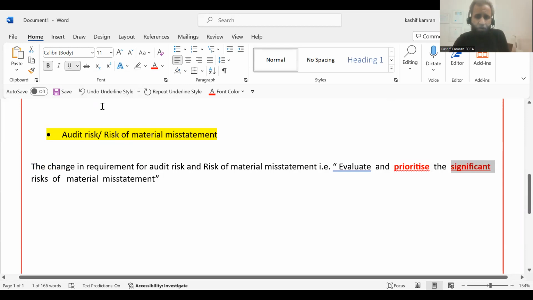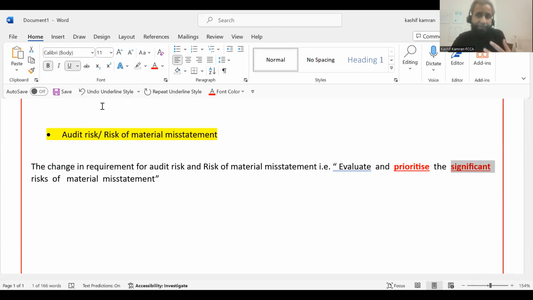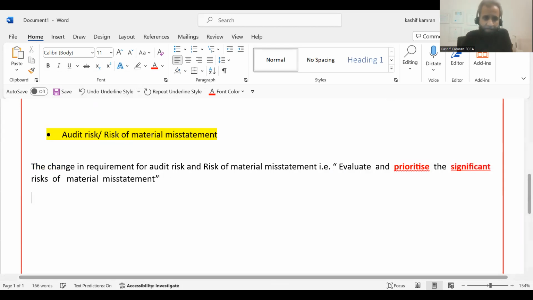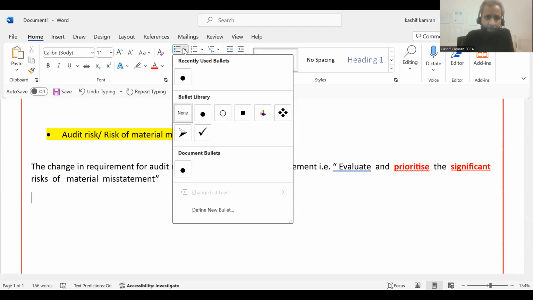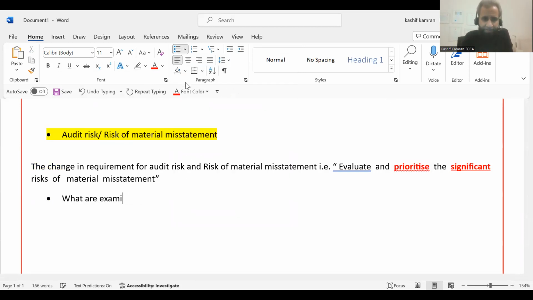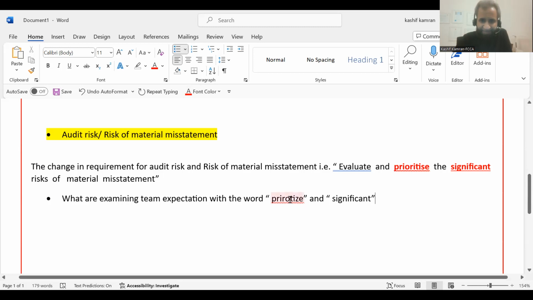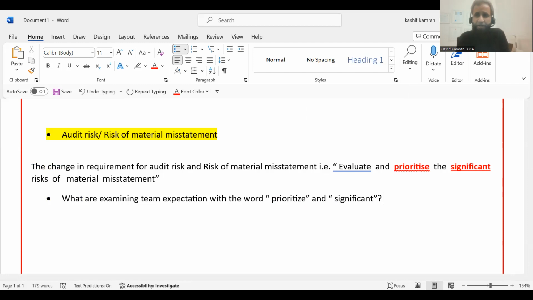What is the expectation of the examining team? What are they looking for in your answer in terms of that prioritization and significance to give you marks? So what will you do as a student? What are the examining team's expectations with the word prioritize and with the word significant? And what should you do as a student in terms of your answer to impress the examiner with prioritization and with significance? So we need to look into that so that when you're writing the answer, you are writing an impressive answer.